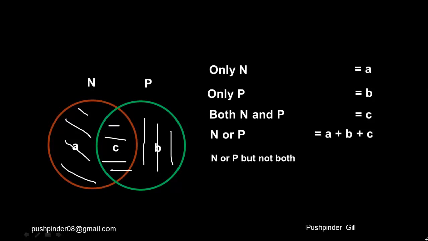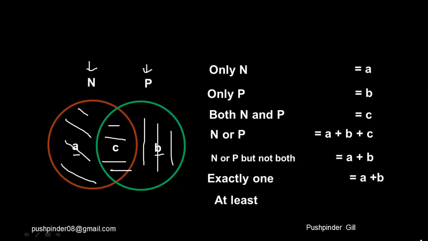If someone asks you how many people have a notebook or a pencil but not both, so they should have either a notebook or a pencil but should not have both, it would be A plus B but not C. So that is A plus B. If someone asks exactly one, how many of the students have exactly one of the things, they have either a notebook or a pencil, right? That is again equal to A plus B.